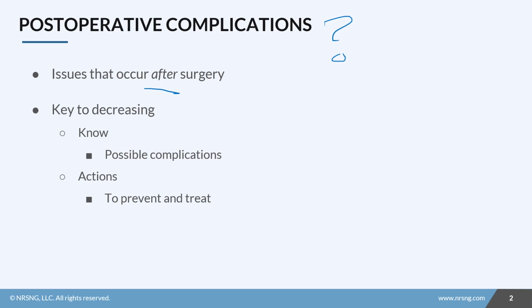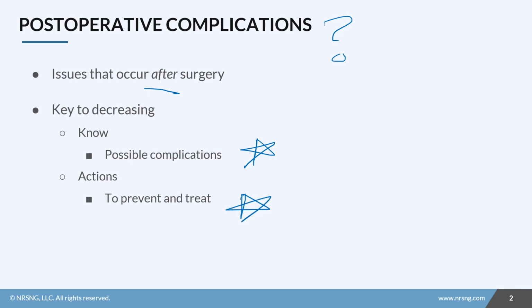So, exactly when? Well, these issues can be immediate, they can be early post-op, or even late in the post-op period, and they can be due to the actual surgical procedure, anesthesia, a pre-existing condition, or an unknown reason. Obviously, patient safety is what we are always striving for. So, knowing the complications that are possible and having knowledge of the actions to prevent and treat are how postoperative nurses accomplish this.